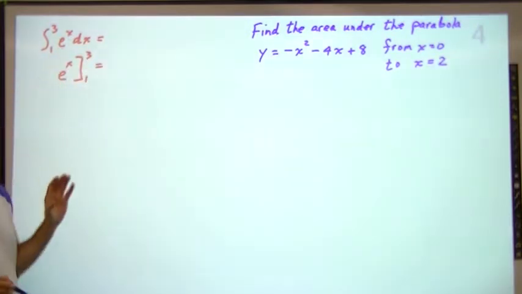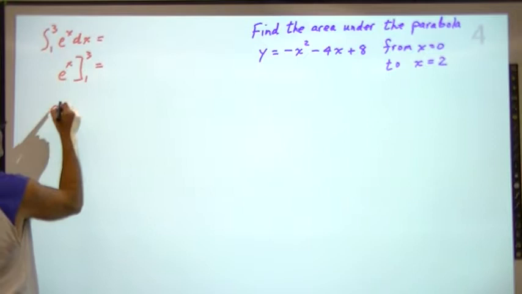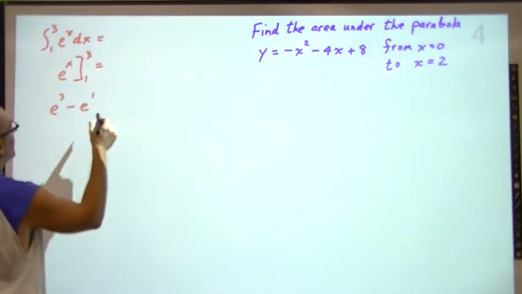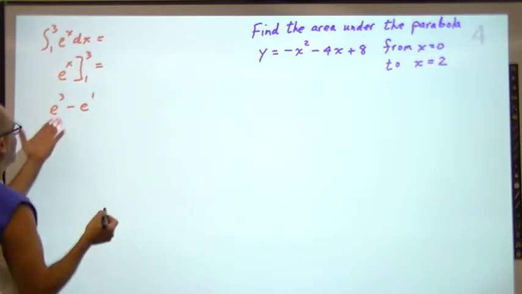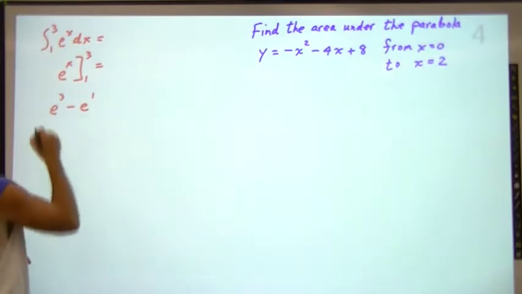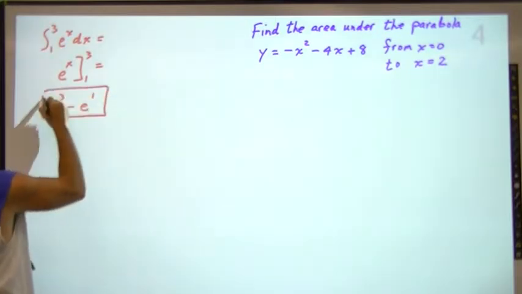And what this symbol means is I plug in the 3, and I plug in the 1, and I subtract the two. And so that's basically what we have, is e cubed minus e. That would be a number, so that's my final answer.